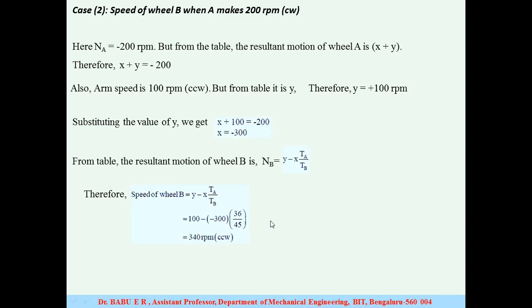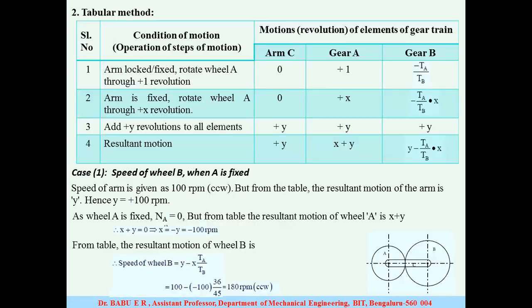So this is the way of solving the problem by the tabular method. You have to formulate the table, then go for the particular cases. You compare the given data with the table data, equate them, and find out the values of x and y. And then later you find out the speeds of the gears.